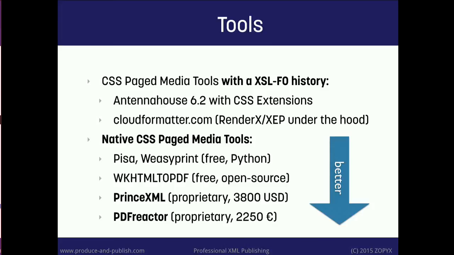We have some open source tools based on Python. Forget this stuff, that's scrap. Then we have something called wkhtmltopdf, strange name. It's based on the WebKit render engine of Google Chrome. It has good quality, it's open source, it's free, in some cases it's okay. And I'm basically talking about Prince XML and PDF Reactor. Perhaps most of you know Prince XML. PDF Reactor is a bit unknown in the publishing world. It's from a company in Germany.